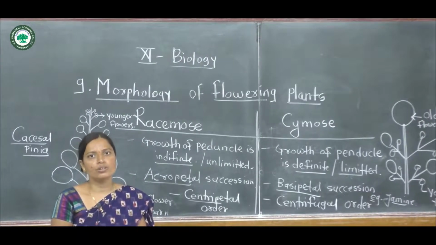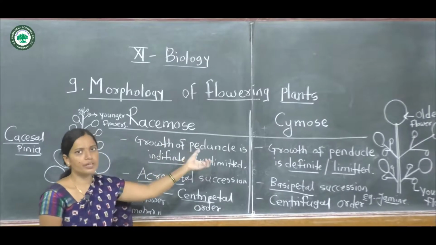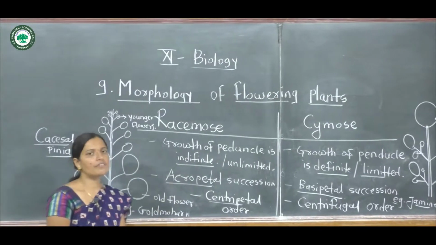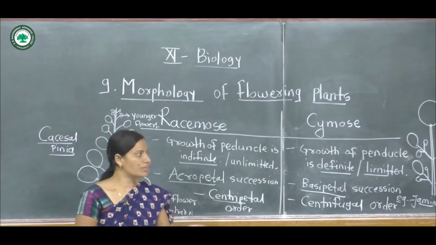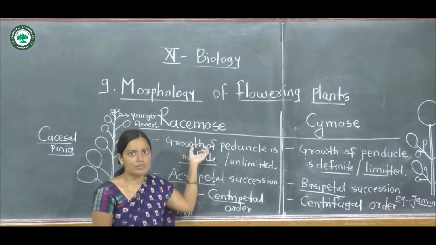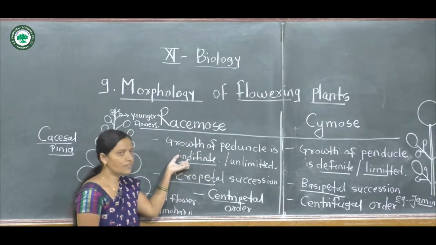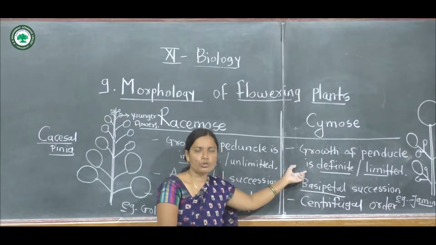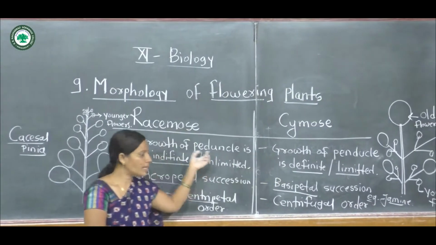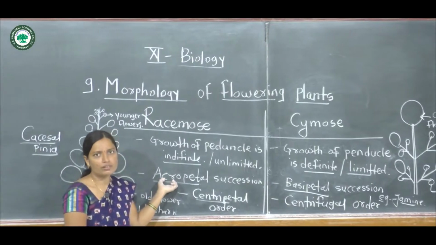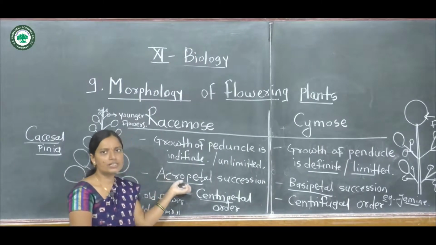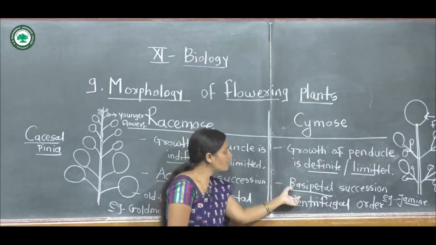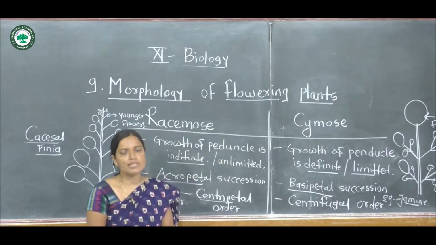Now in this video we discussed the difference between the racemose and cymose types of inflorescence and the definition of inflorescence. The main difference is that racemose inflorescence has indefinite growth, and the cymose type of inflorescence has limited or definite growth. Next difference is the arrangement of the flowers: flowers are arranged in the acropetal succession in the racemose inflorescence, and in the cymose inflorescence it is the basipetal order or basipetal succession.